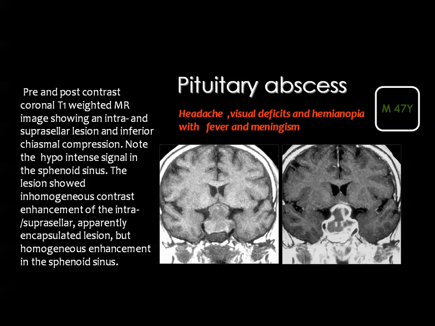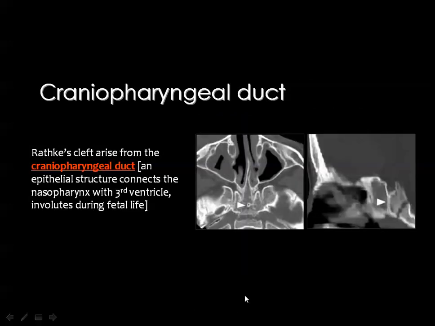adenoma. And this is an example where you can see a mass in the pituitary gland, before contrast enhancement. After enhancement, you get thick marginal enhancement, which may suggest the presence of a pituitary abscess.